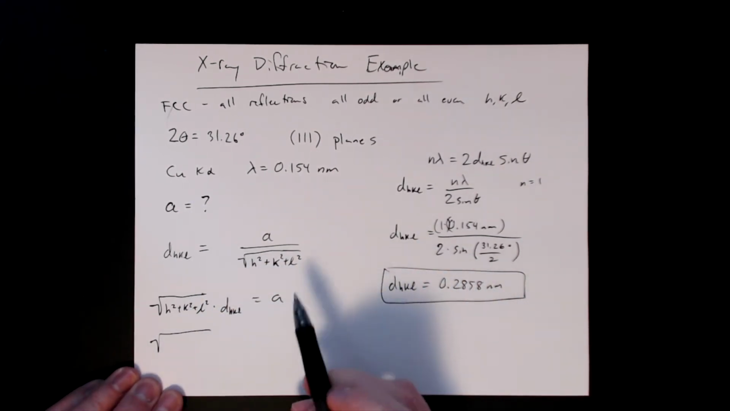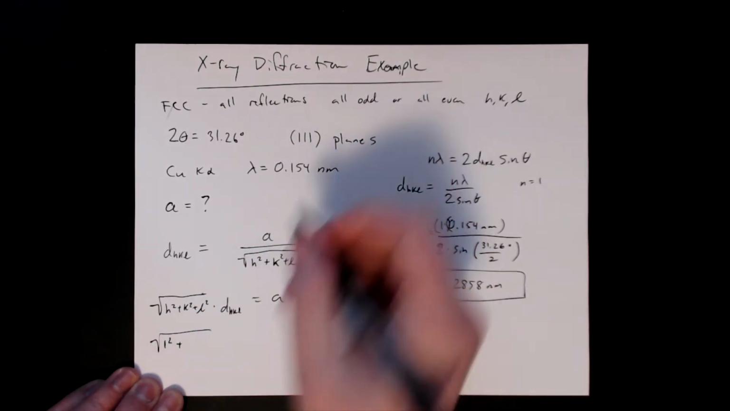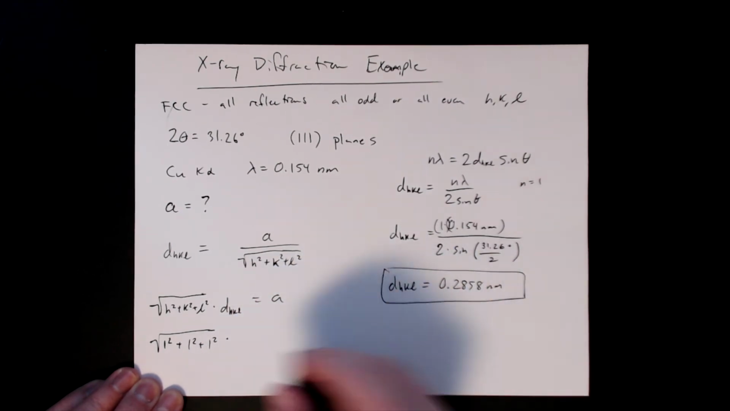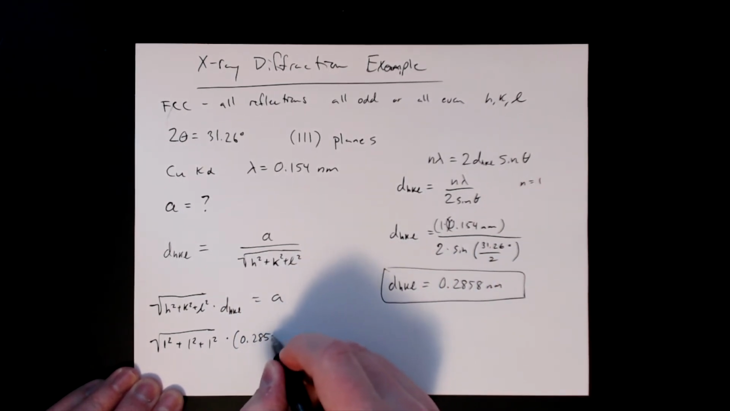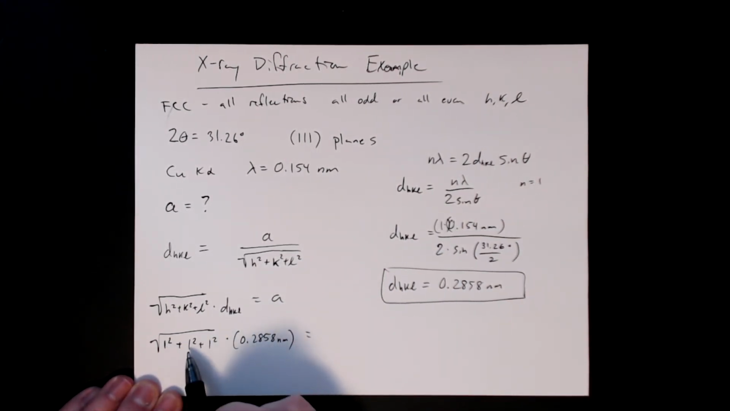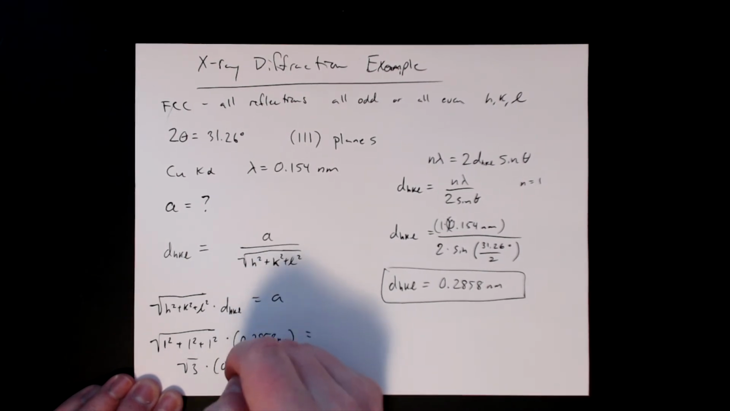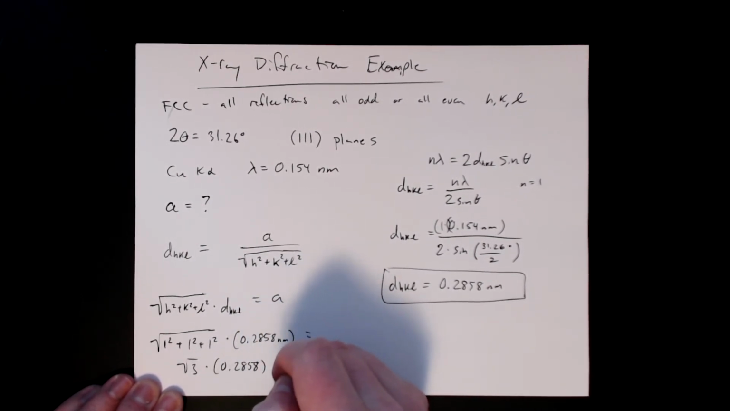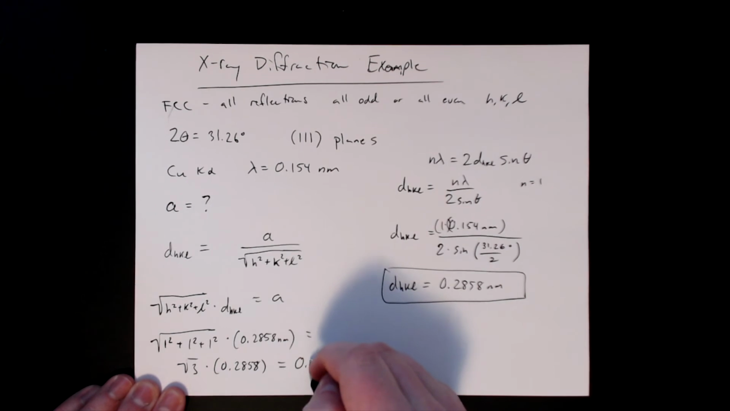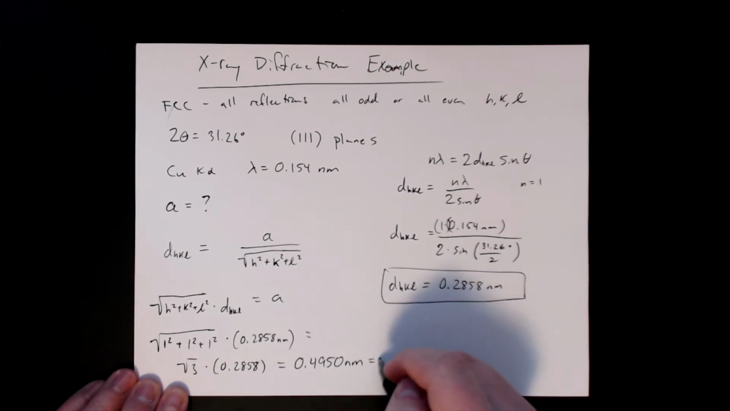So again, the peak was labeled as 111, so we know h is 1 squared, plus k is 1, and then l is also 1. And then multiply by this term. That will give us a. So basically here, this is going to give us 1 plus 1 plus 1. So we have square root of 3 times our d spacing gives us our lattice parameter. And that value, when you calculate this, is 0.4950 nanometers as the value of a.